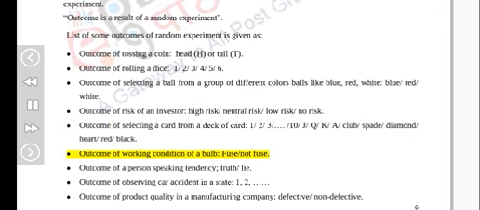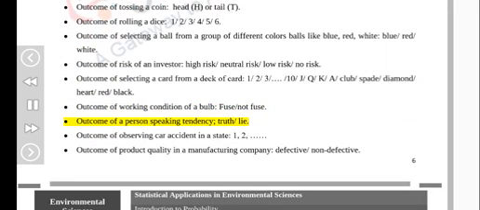Outcome of working condition of a bulb: fuse, not fuse. Outcome of a person's speaking tendency: truth, lie. Outcome of observing car accidents in a state: 1, 2. Outcome of product quality in a manufacturing company: defective, non-defective.